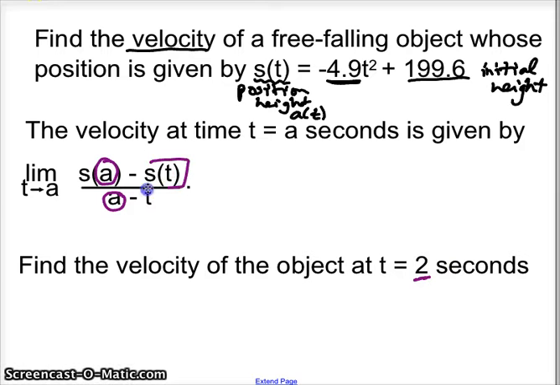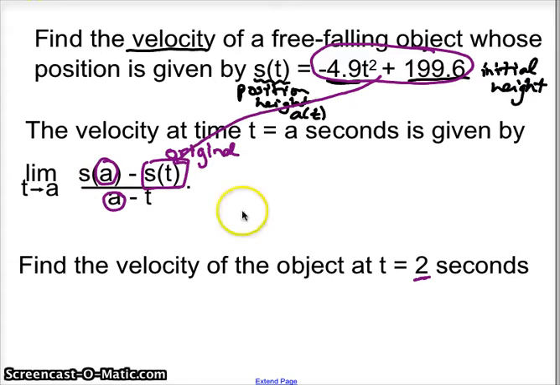This means the original function, without any new numbers in it, just the original function here. This thing right here is going to go here for s of t. S of a is where you put the 2 into the original function and get that answer. So whatever they give you in your homework for a, that'll be this. Make sure you put that number in.